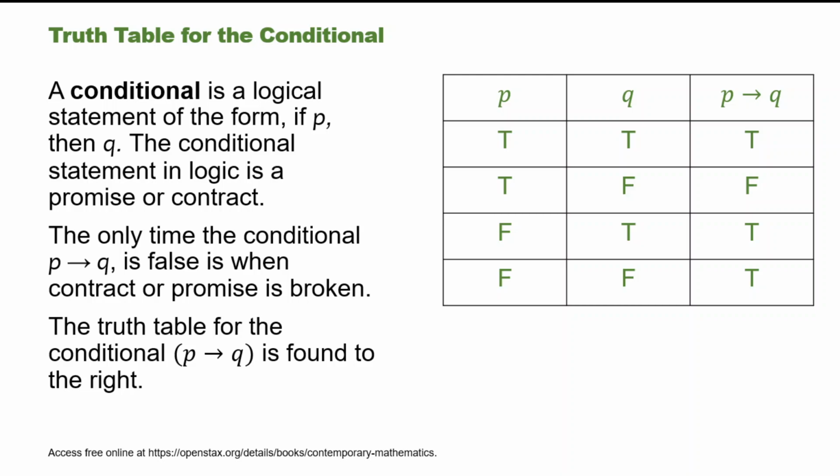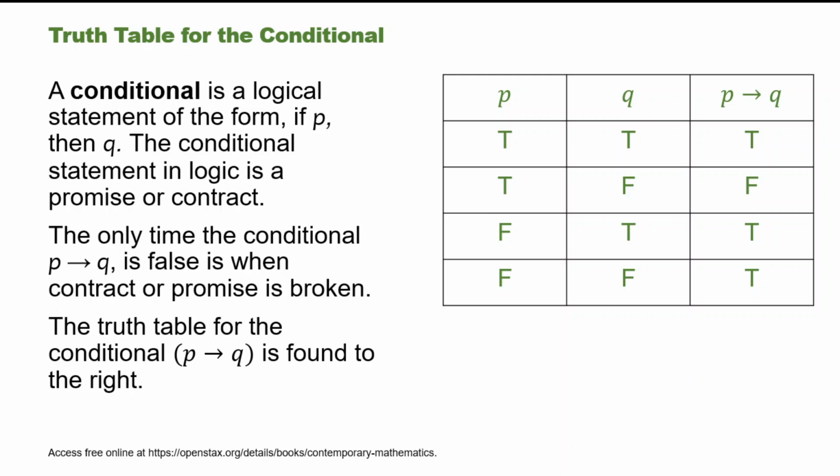Well, the only time that this conditional statement, P implies Q, or if P then Q, is false, is when the contract or promise is broken. So if we look at our truth table that we have here, we have the four cases. We have true then true, true then false, false then true, false then false. The only time when the third column of this truth table, P implies Q, is false is when the promise is broken, when the condition is true but the conclusion is false.